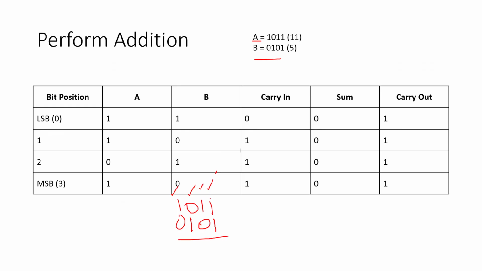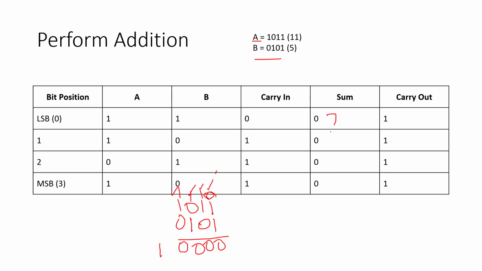What answer will we get? For the initial carry, you can assume it will be 0. So 1 plus 1, what? 10. So 0 here, and 1 will carry here. So 1 plus 1 again 10. Here 1 will carry. 1 plus 1 again 0. Here 1 will carry. And 1 plus 1 again 0. Here 1 will carry.